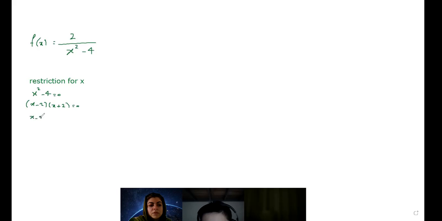x minus 2 equals 0, x plus 2 equals 0. Then x equals 2 and x equals negative 2. These are the restrictions for x. This is your vertical asymptote. The restriction for x is your vertical asymptote. How about the restriction for y?